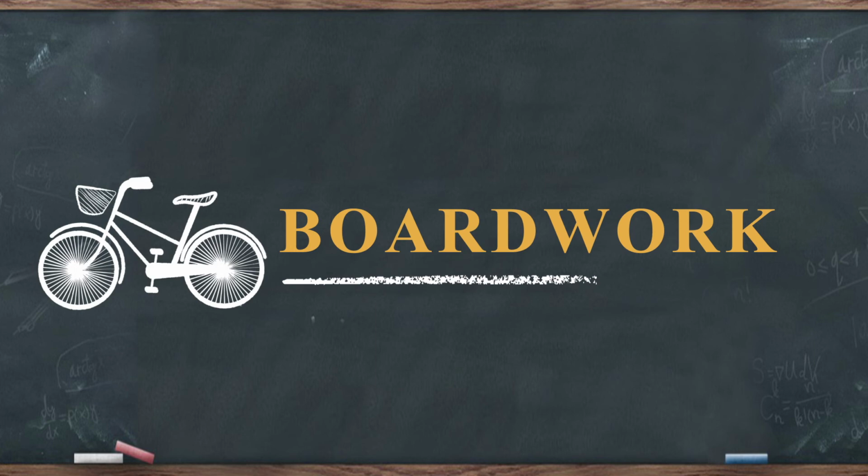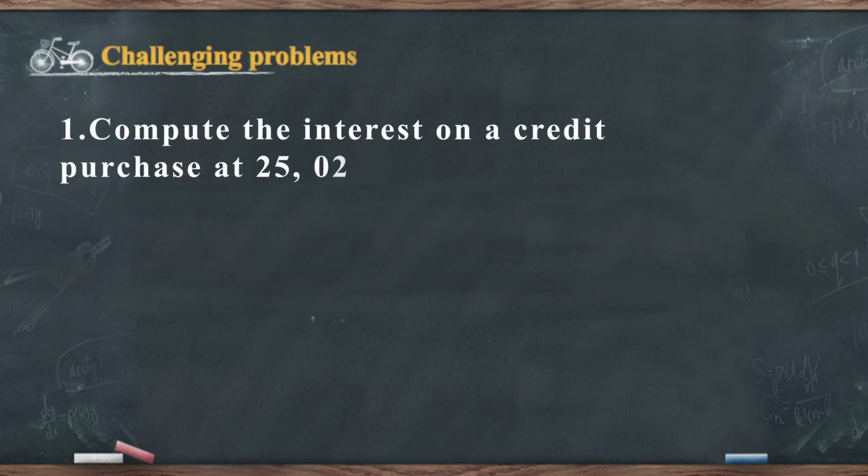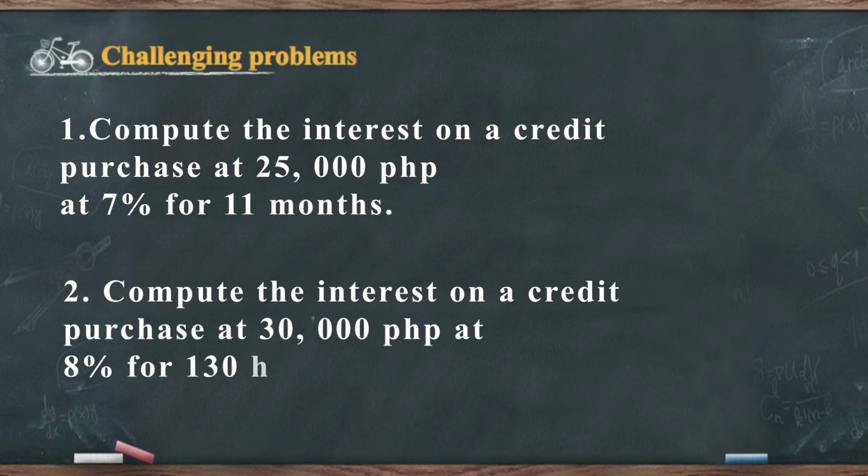Board work. 1. Compute the interest on a credit purchase of 25,000 pesos at 7% for 11 months. 2. Compute the interest on a credit purchase of 30,000 pesos at 8% for 130 days.